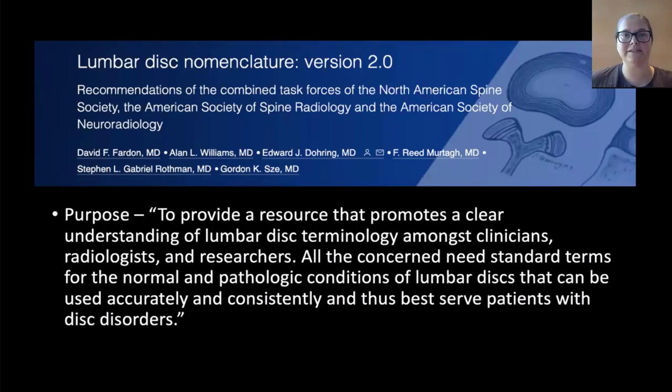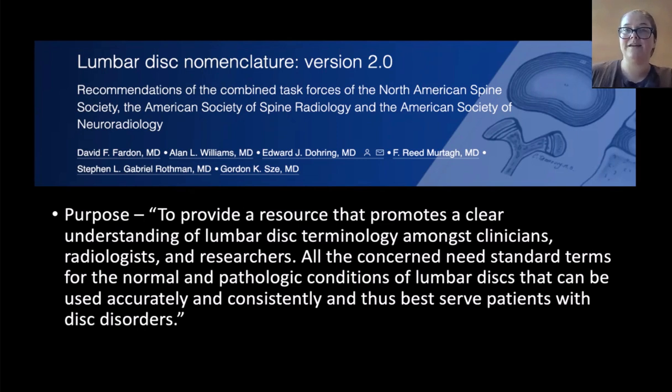All right, so the lumbar disc nomenclature. The first version came out almost 20 years ago, and I remember reading it as a resident. They did revise it, I believe, in 2011, and that, as far as I'm aware, is the most recent revision. It was a combined task force of clinicians, spine surgeons, and radiologists to come together to have a uniform descriptive process, so everybody's on the same page. We describe the disc the same way. We describe the locations the same way.